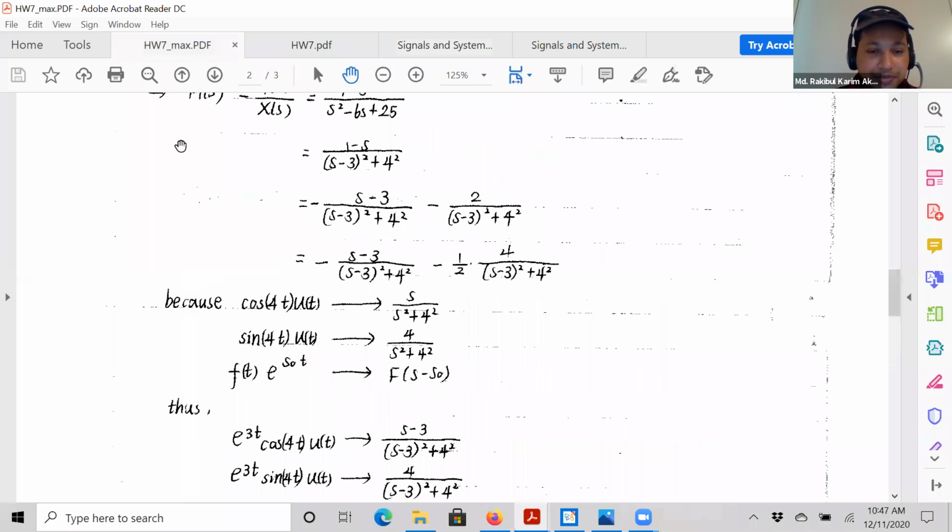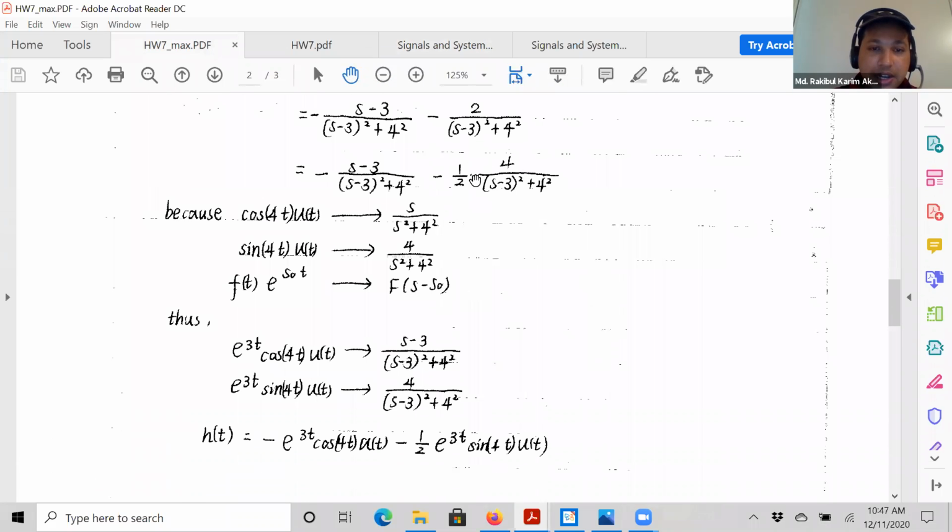Same thing here. Here it is s minus 3. So that's why you have to multiply with e to the power 3t. So from this part, when it is s minus 3, then instead of writing only cos, you have to write cos with e to the power 3t. When it is this part, s is shifted by 3. Originally it was only sine, but due to this shifting of 3, you have to multiply with e to the power 3t.